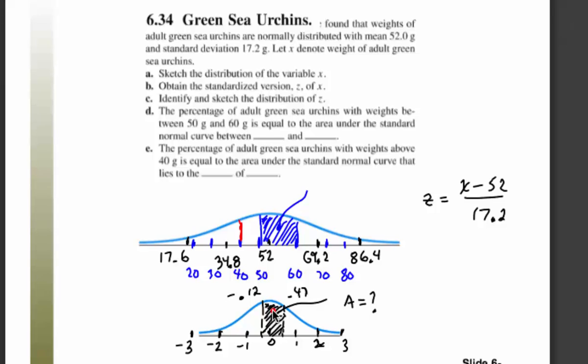What about everything to the right? What would you? The area. Yeah. So I'll do a big cross right. So the part C is if we could get that area right there, that red area, we would know the percentage of sea urchins that are greater than 40 grams. You see? And how are we going to get that area? That area is the same as what?